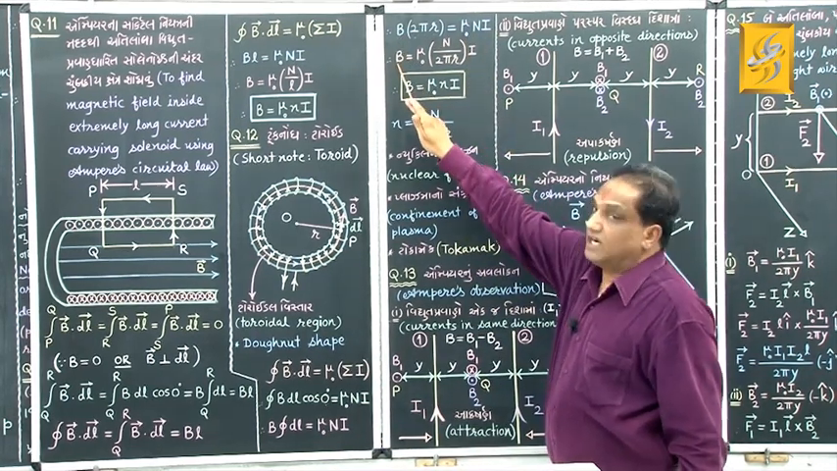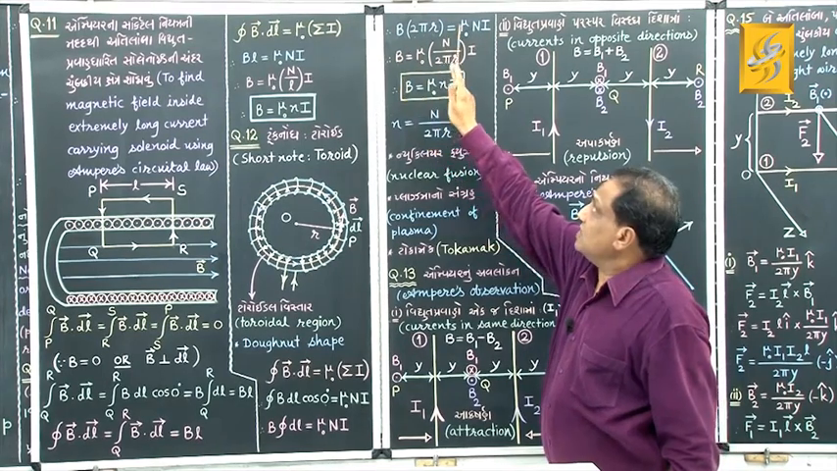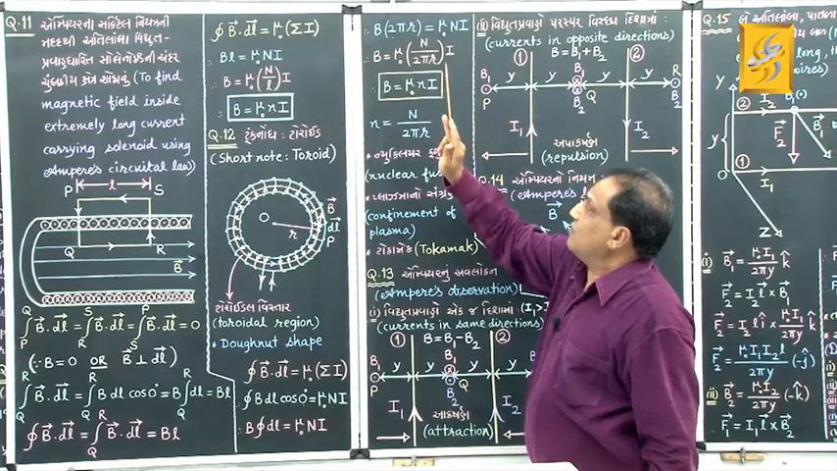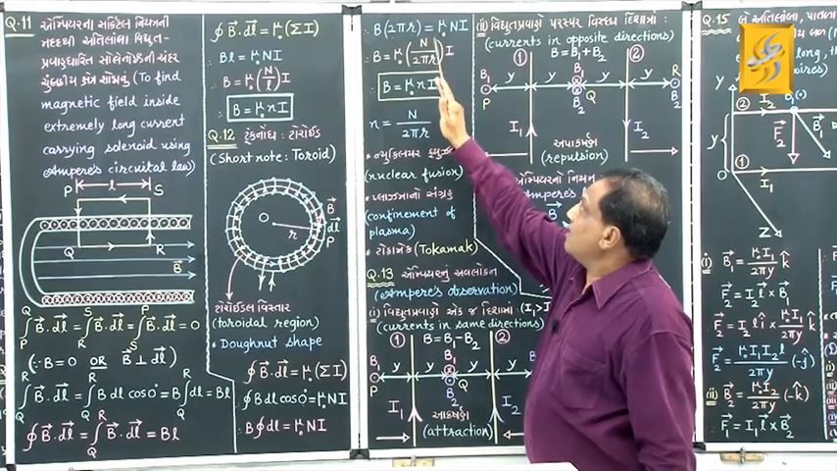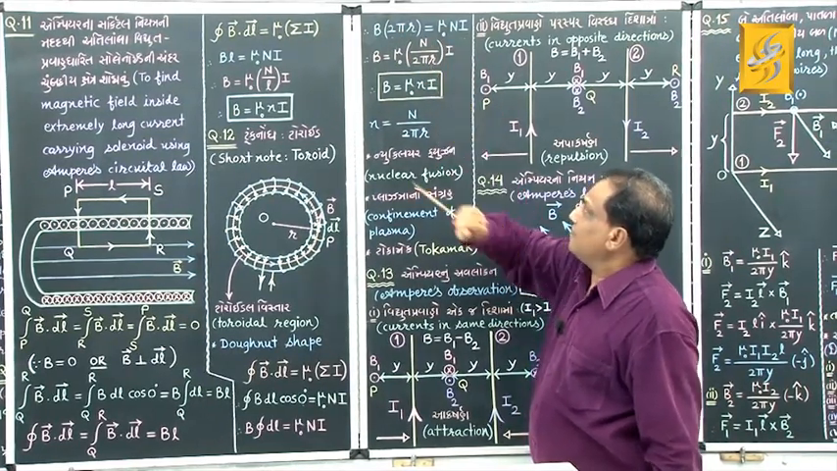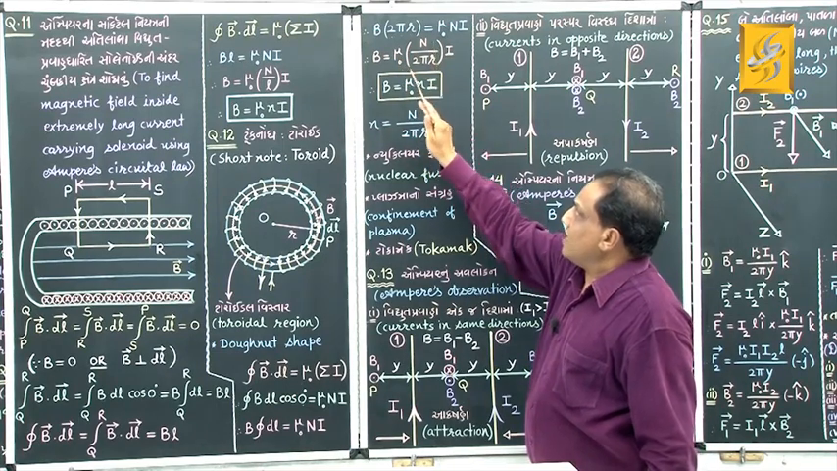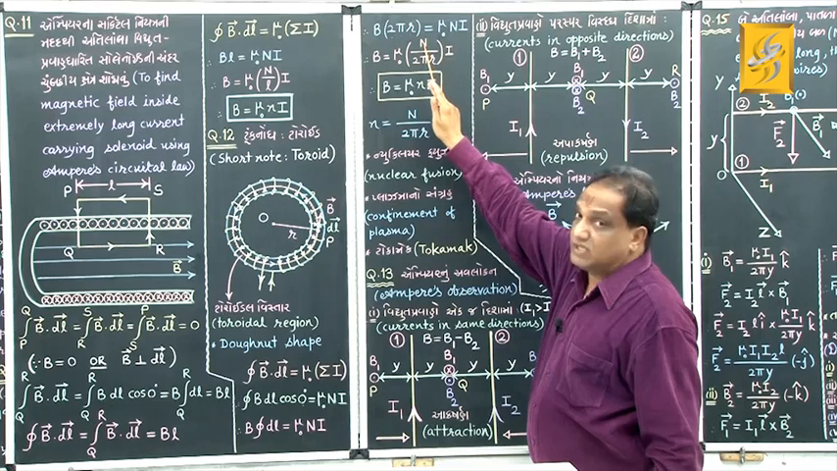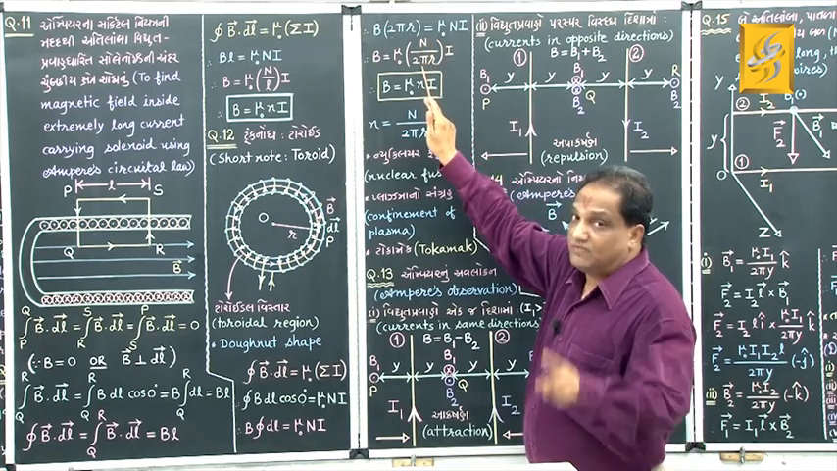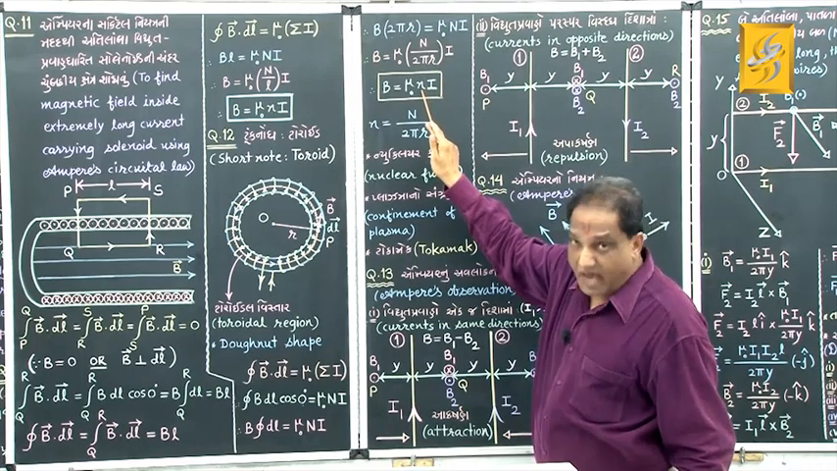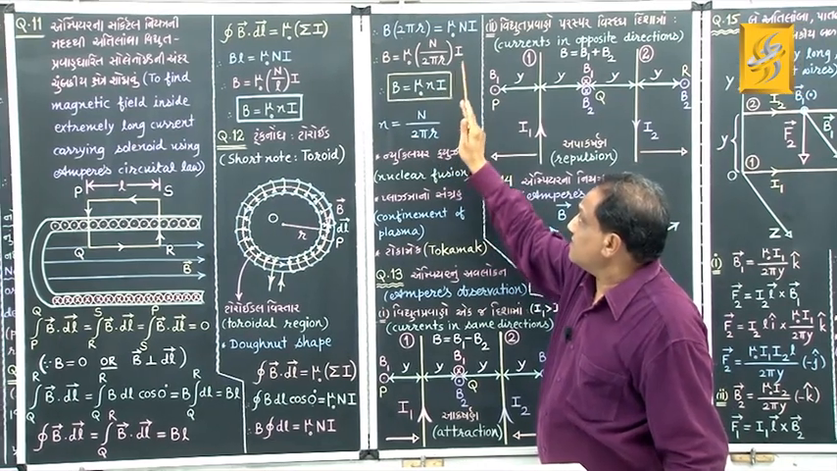Find out B, make it the subject of the equation. This mu 0 as it is, this 2 pi r, I just transfer it to the denominator on the right hand side: N upon 2 pi r into I, this mu 0 as it is. What do you mean by N upon 2 pi r? It will give you the number of turns per unit length of circumference of a toroid. Let it be shown by symbol small n. This capital I as it is.